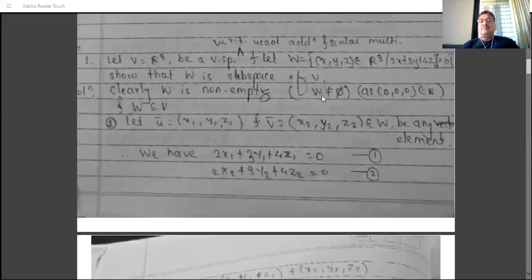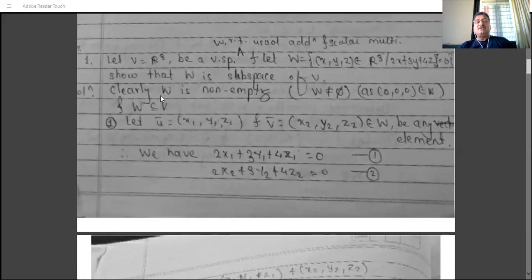Clearly W is non-empty. Why is W non-empty? Because (0, 0, 0) is an element of W. Why? Because 2 into 0 plus 3 into 0 plus 4 into 0 is 0. So (0, 0, 0) is an element of W. So we have at least one element in W, and therefore W is non-empty. W is not equal to the empty set, and W is a subset of V. So there is no need to prove that W is non-empty separately. Directly we can write that W is a non-empty subset of V.